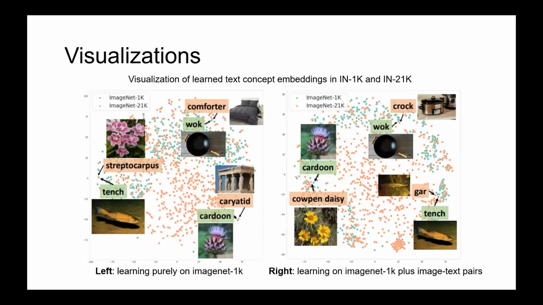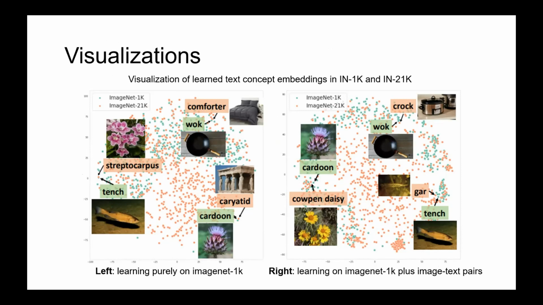So finally, we did a visualization based on the learned representation. On the left side, we only use contrastive learning on the ImageNet 1K data. So you can see here, if we project the concepts from ImageNet 21K into the same feature space, it does not make sense, right? The closest concept to tench is a flower. The closest concept to cardoon, a flower, is a statue or something like that.